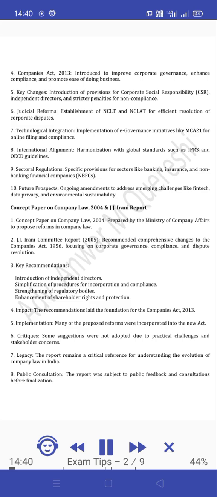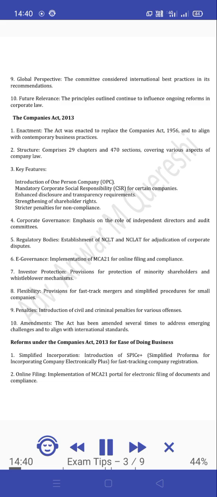4. Impact. The recommendations laid the foundation for the Companies Act, 2013. 5. Implementation. Many of the proposed reforms were incorporated into the new Act. 6. Critiques. Some suggestions were not adopted due to practical challenges and stakeholder concerns. 7. Legacy. The report remains a critical reference for understanding the evolution of company law in India. 8. Public consultation. The report was subject to public feedback and consultations before finalization. 9. Global perspective. The committee considered international best practices in its recommendations. 10. Future relevance. The principles outlined continue to influence ongoing reforms in corporate law.